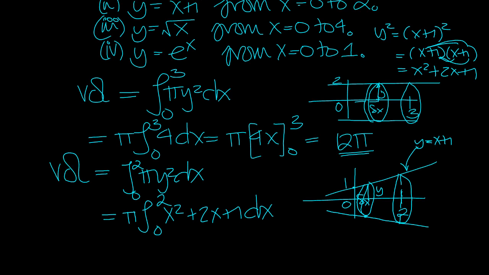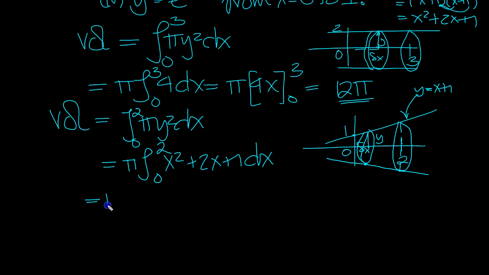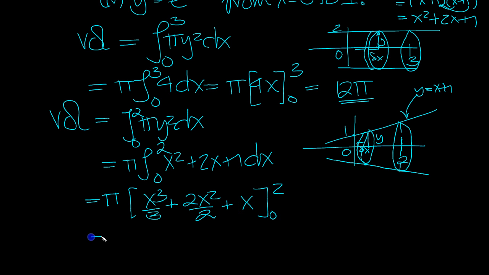Now we can integrate. So let's integrate: raise the power by 1, divide by that number. Raise the power by 1, divide by that number. The constant integrates to constant times x, between 0 and 2. Put the top value in, 2, put the bottom value in, 0. When you put the zeros in, they're all 0, so that will be 0. 2 in, 2 cubed is 8, 8 over 3.